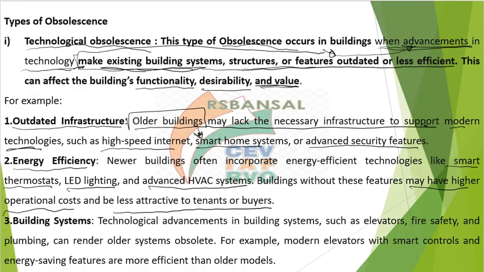Third one is building systems. Certain systems such as elevators, safety systems, and plumbing systems are much better nowadays than the older systems. The older ones have become obsolete because, for example, modern elevators are provided with smart control and energy saving features which were not there in the older ones.